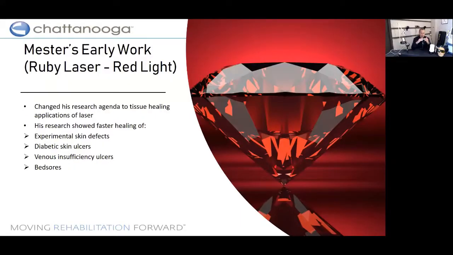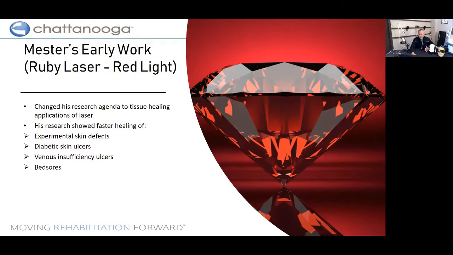But the earlier work, and why we called it low level laser, because we didn't have a high power laser and a low power laser, was because it was used to treat very superficial conditions. And I want to point out, especially when you look at skin defects, diabetic ulcerations, bed sores, venous insufficiencies, what's the consistency there? What's the overlap? They all limit nutrient flow, blood flow, especially oxygen, right? So I want you to put that in the back of your mind, because we're going to talk about that as we move forward.